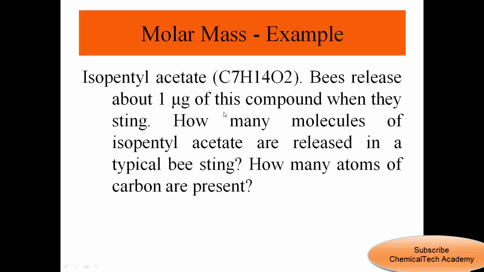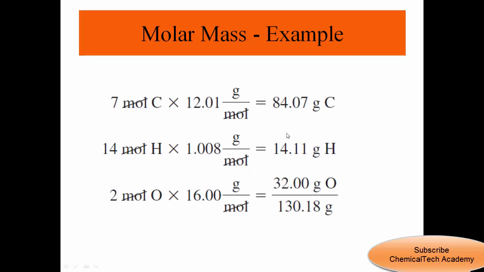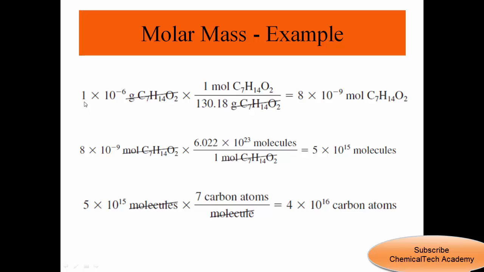So we need to find the number of moles in this sample. We have 1 microgram, and after that we need to know how many molecules this sample has. So let's start with this one. 1 microgram is equivalent to 1 times 10 power minus 6 grams of this compound. And we know 1 mole of this compound is equal to 130.18 grams. So these two cancel each other, and the number of moles will be 8 times 10 power minus 9 moles. That's the number of moles in the sample that has 1 microgram.